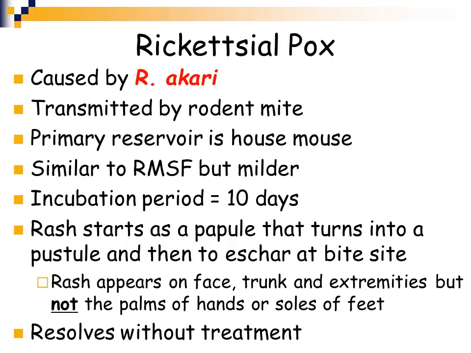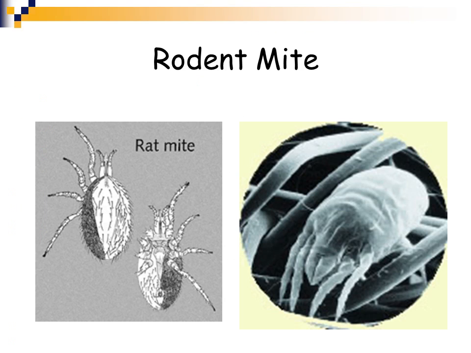In rickettsialpox, you will get a rash on the face, unlike Rocky Mountain spotted fever. You'll also get that rash on the trunk and the extremities, but you will not get a rash on the palms of the hands or the soles of the feet. So that's a really important characteristic that differs Rocky Mountain spotted fever from rickettsialpox. So it's something you likely should know. Now, rickettsialpox usually will resolve without any treatment. Here is a drawing and an enlarged micrograph of the rodent mite.